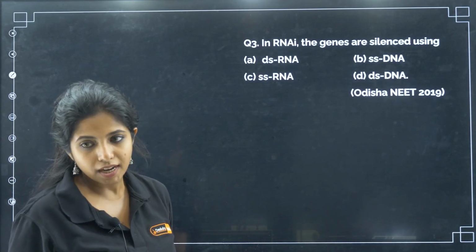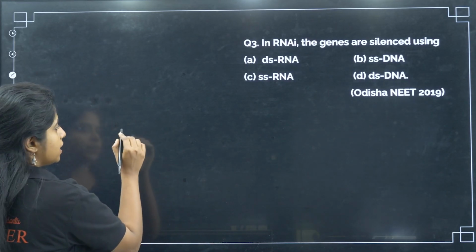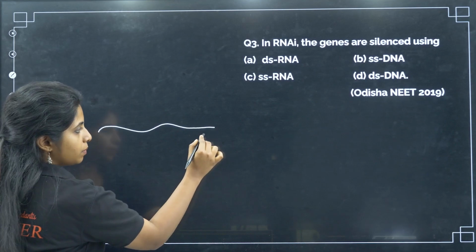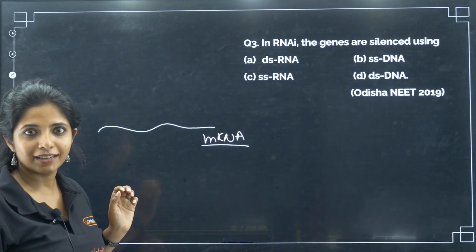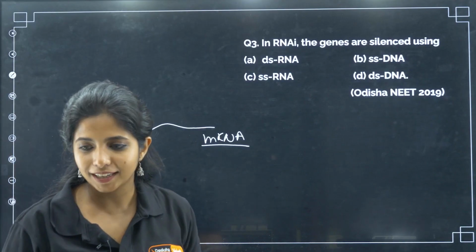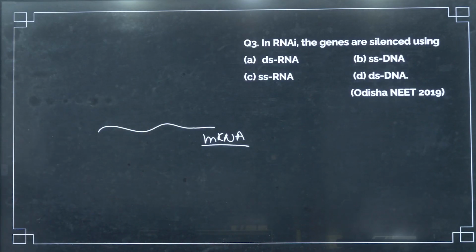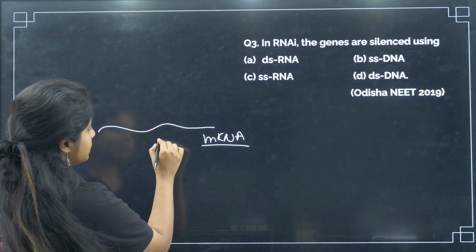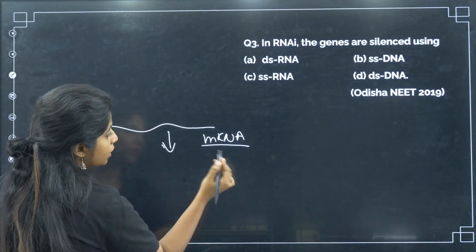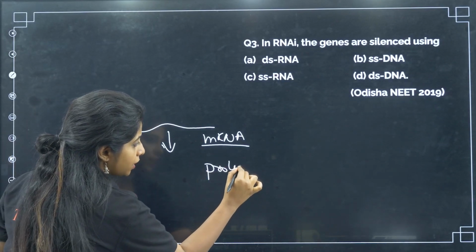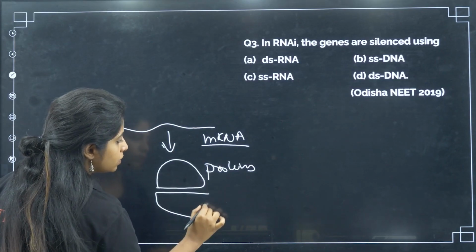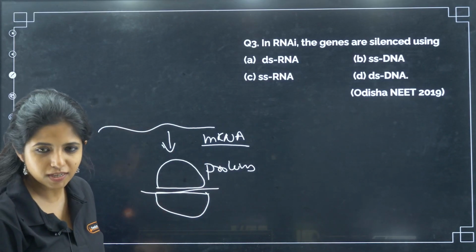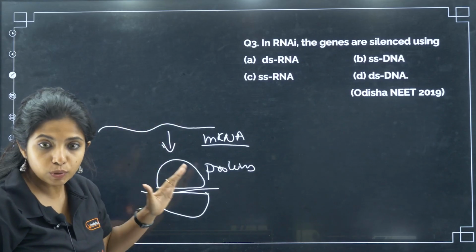Next question. In RNAi, the genes are silenced using, what do you mean by RNAi? RNA interference. Basically, there is mRNA being formed out of our DNA, right? This mRNA is going to be translated, coding for proteins. It will go in between the ribosomal units, and that's how translation works. This is the mRNA's work usually.